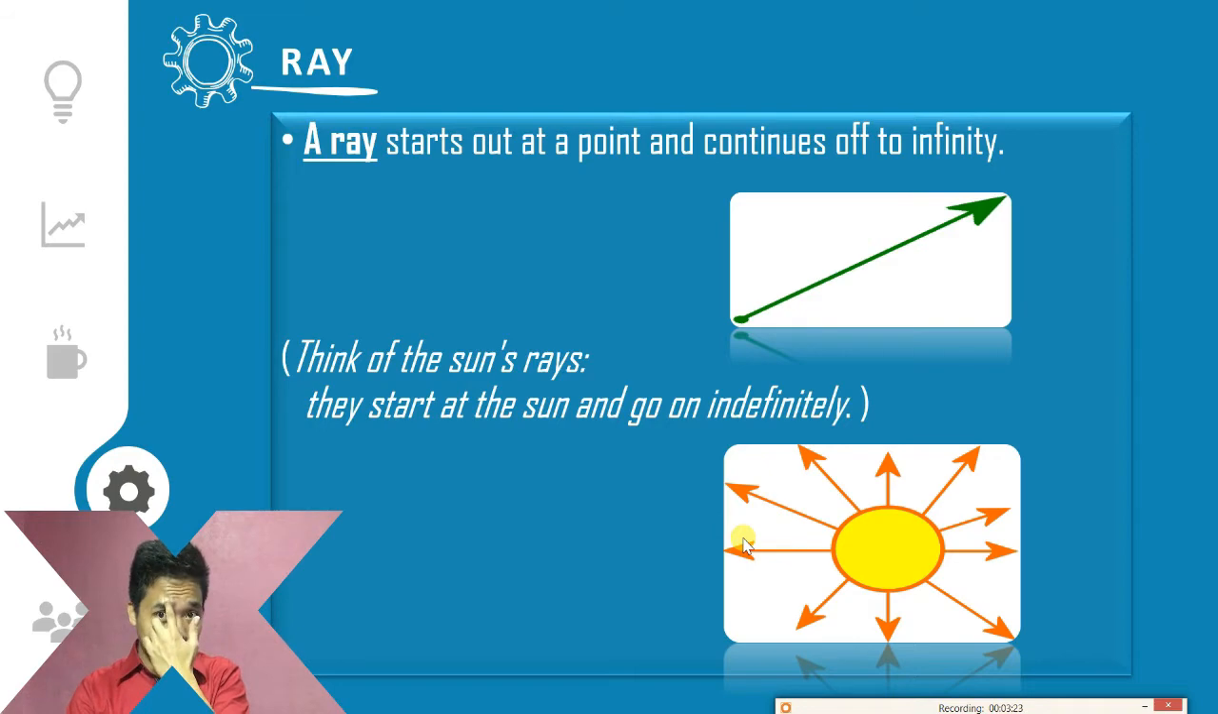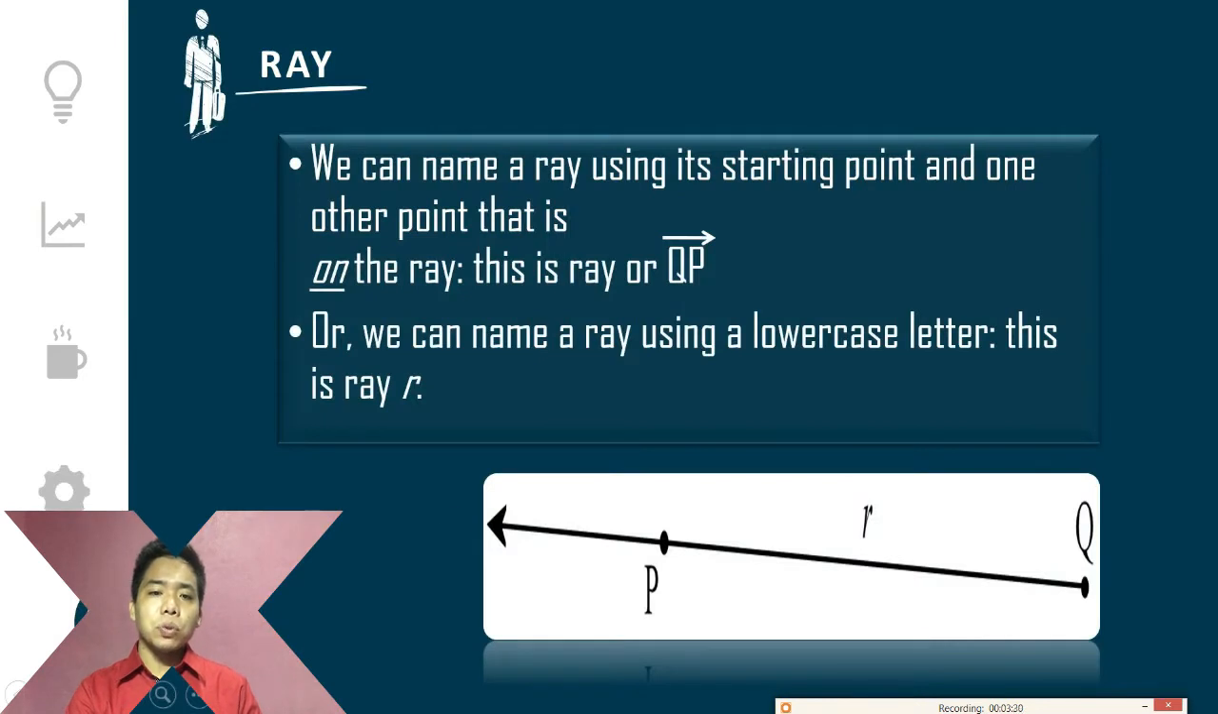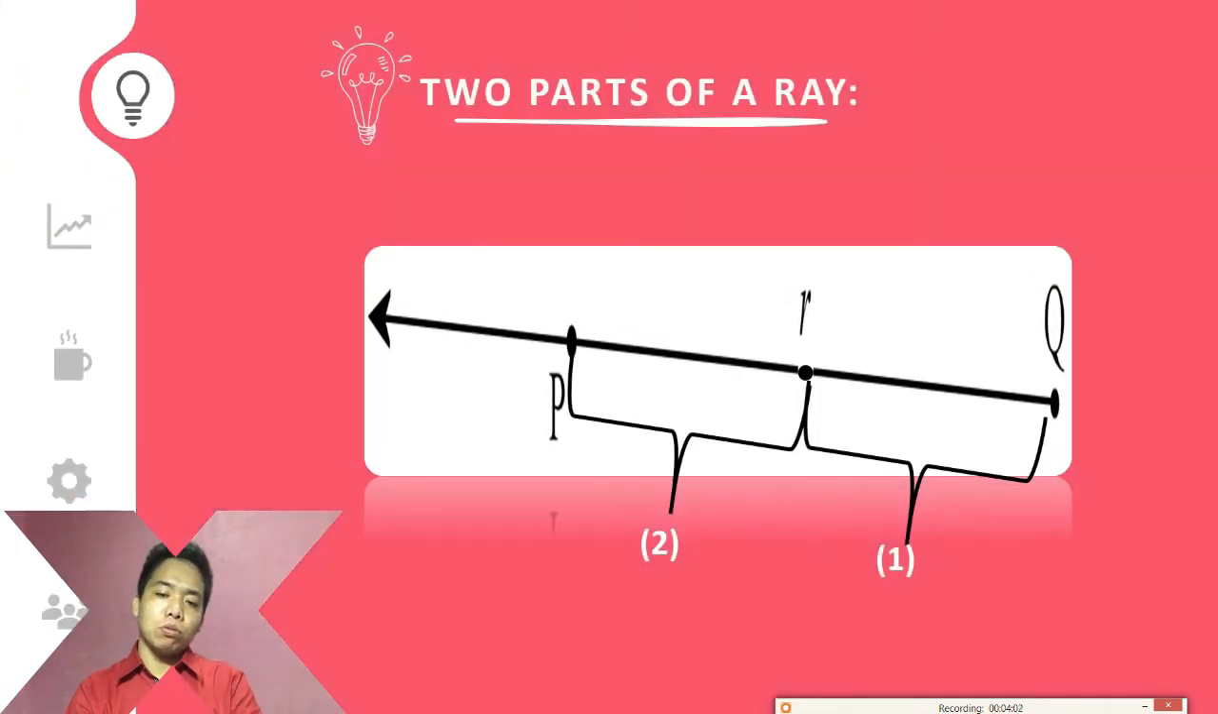Next, we can name a ray using its starting point and one other point that is on the ray. In this case, we have ray QP. We name it starting at the starting point Q, and then any point on the ray. In this case, we have P. We can also name a ray using a lowercase letter. In this case, we have letter r. So consider the two parts of a ray.